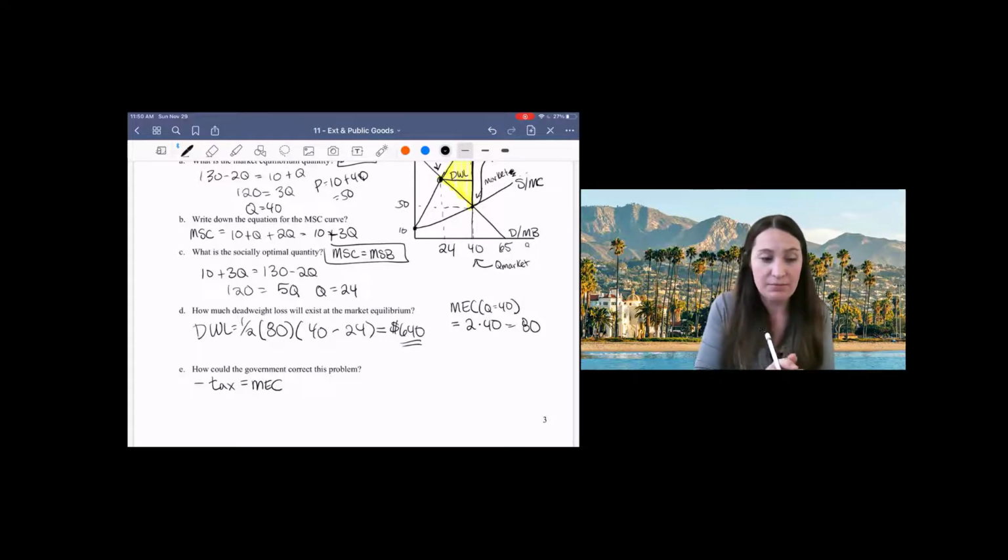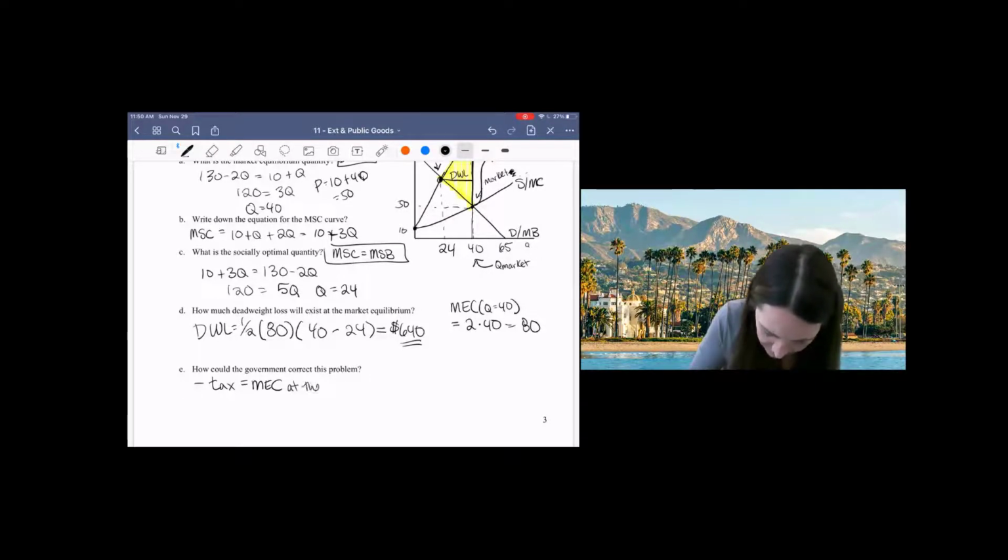Now, this situation is a bit tricky because the marginal external cost is not constant. So what do we set the tax equal to? Here, what we want to do is set the tax equal to the marginal external cost at the socially optimal quantity.